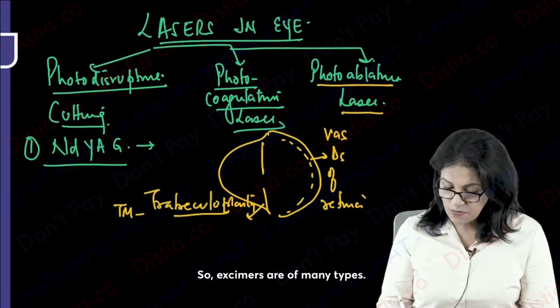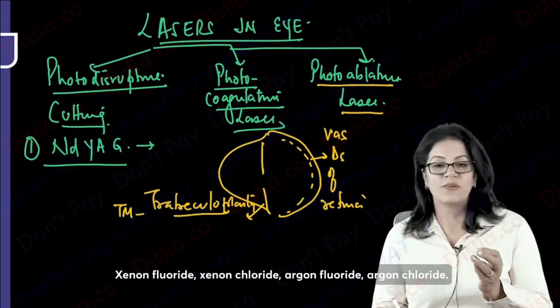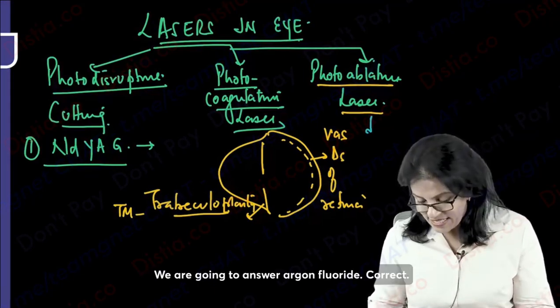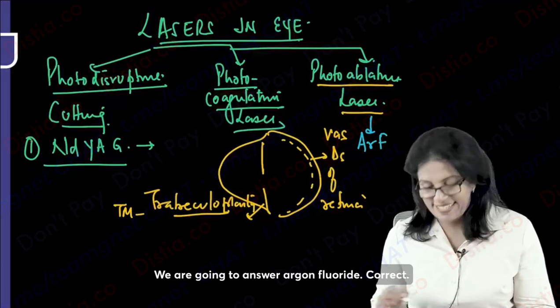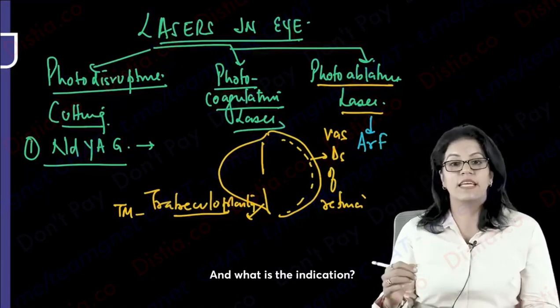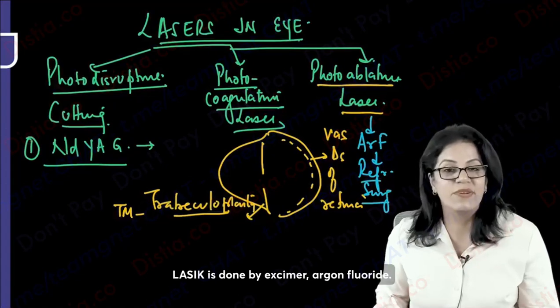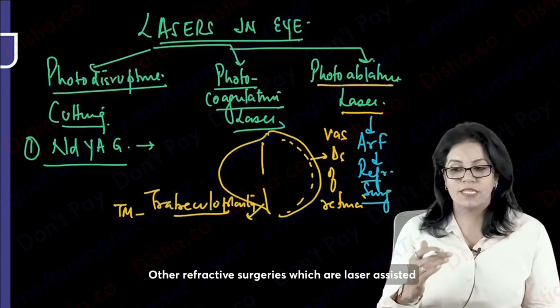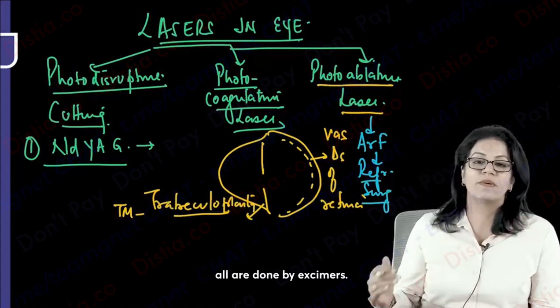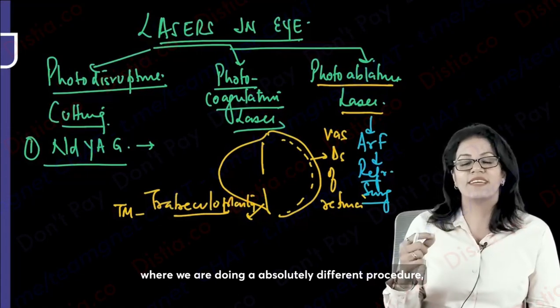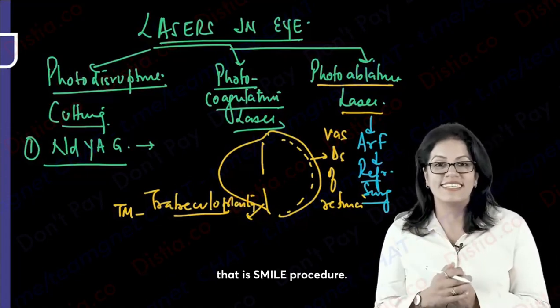So excimers are of many types: xenon fluoride, argon fluoride. What are we using in the eye? We are going to answer argon fluoride. And what is the indication? Of course, we know, refractive surgery. LASIK is done by excimer, argon fluoride. Other laser-assisted refractive surgeries are all done by excimer, except of course femtolaser, where we are doing an absolutely different procedure, that is SMILE procedure.